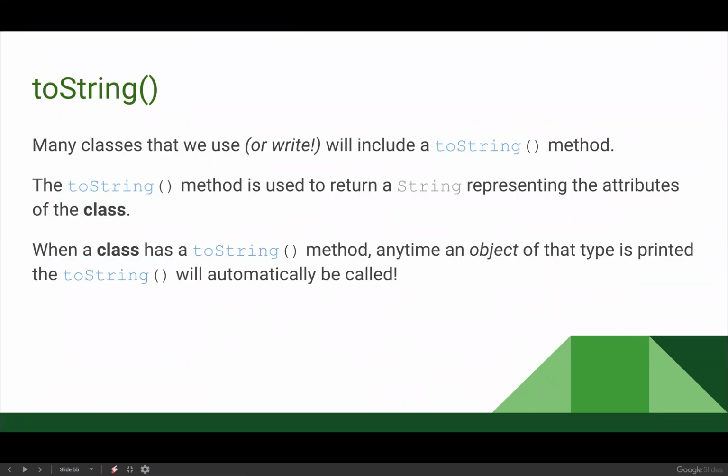So many classes that we use or write are going to include a toString method. The toString method is used to return a string representing the attributes of the class that you're calling it on. So when you have a class with a toString method, anytime an object of that type is printed, the toString method will automatically be called. Java will look within that object, see that it has a toString, and automatically call it.